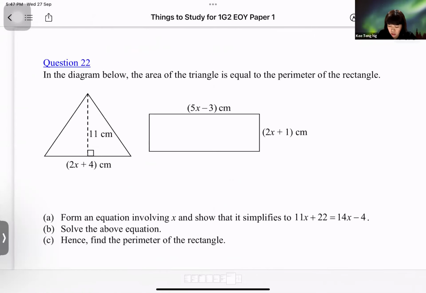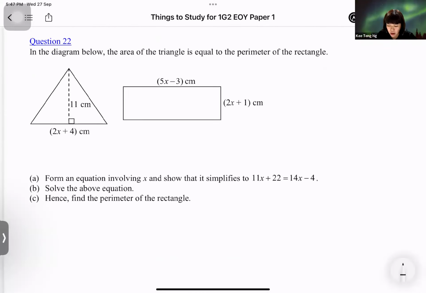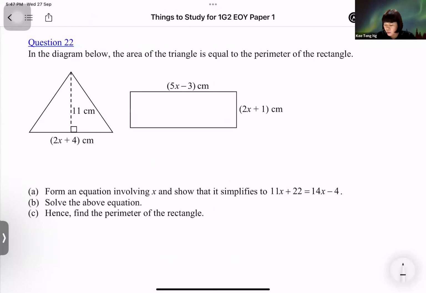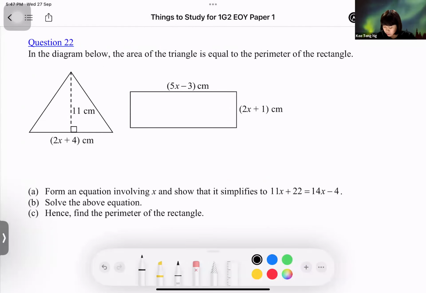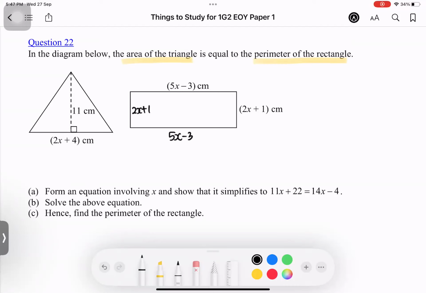Next page, this one. The area of the triangle is equal to the perimeter of the rectangle. To find the perimeter, let me think. This side is x minus 3. Here also x minus 3. Here 2x plus 1. Here also 2x plus 1. Is that correct?